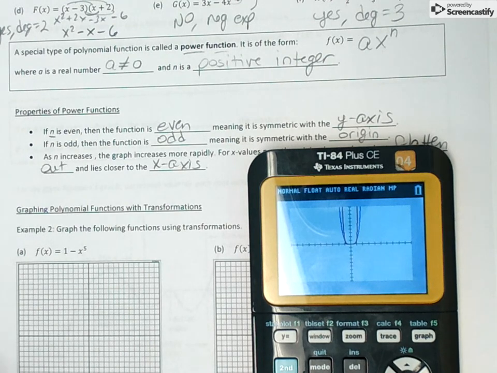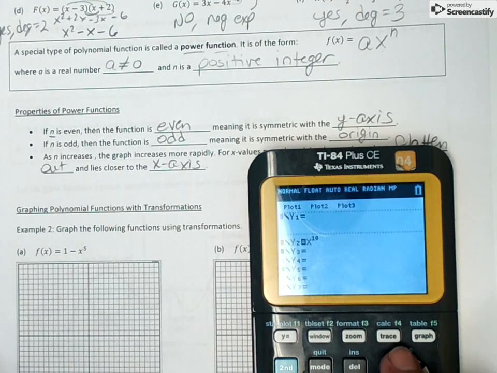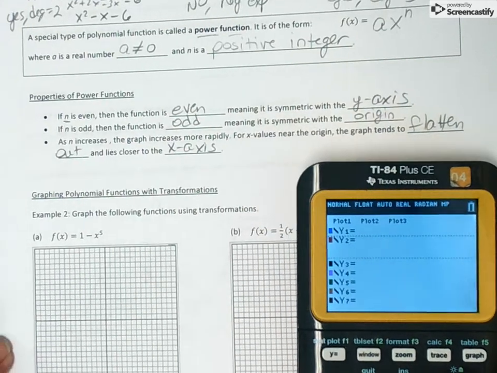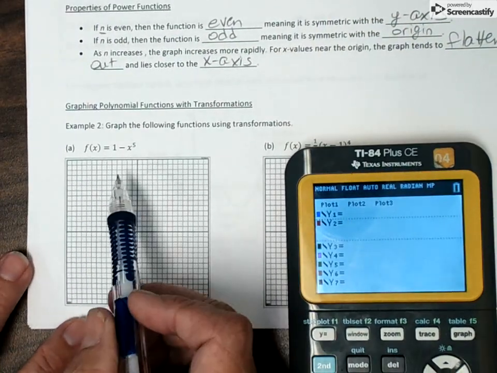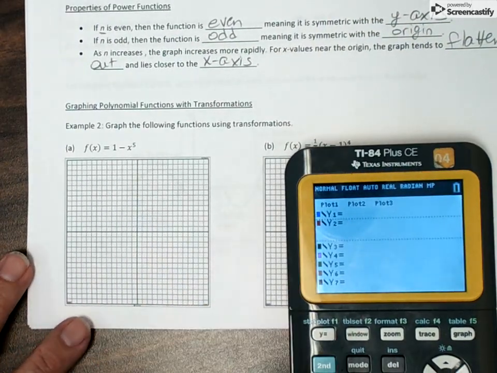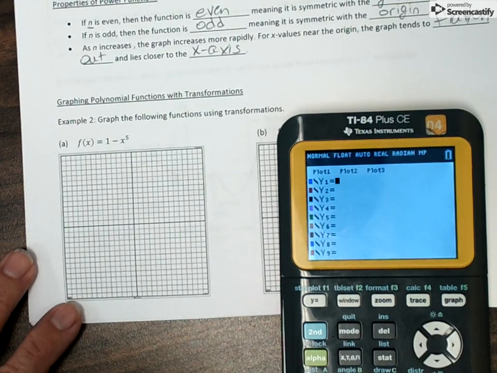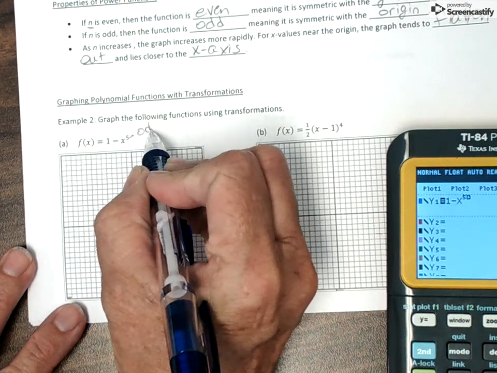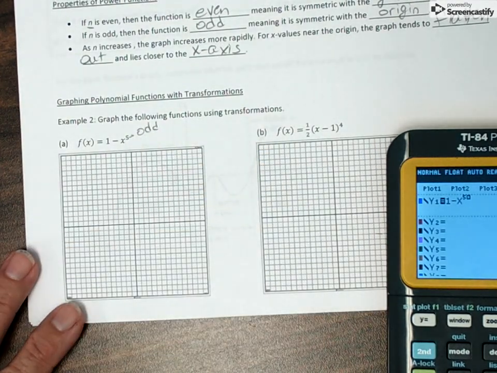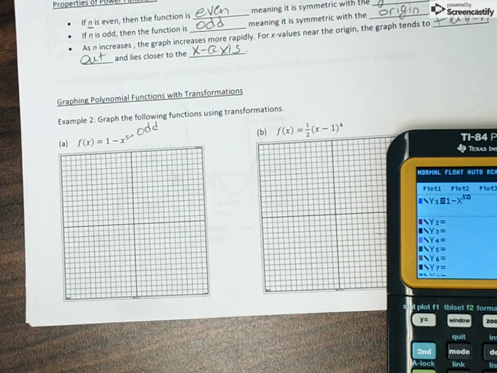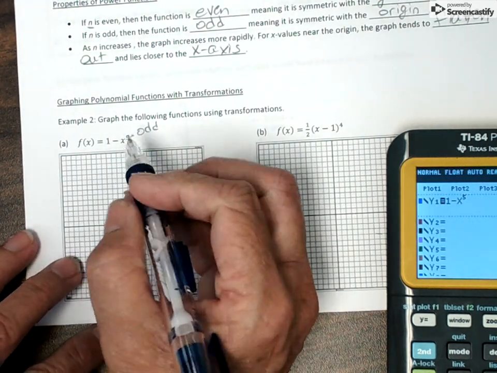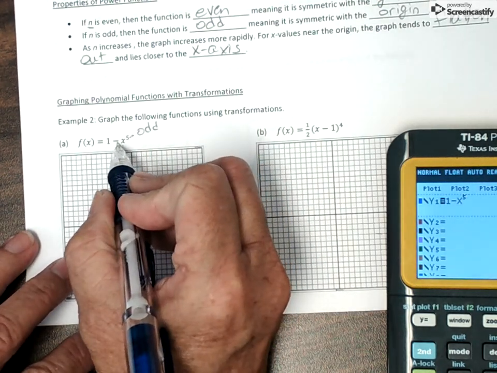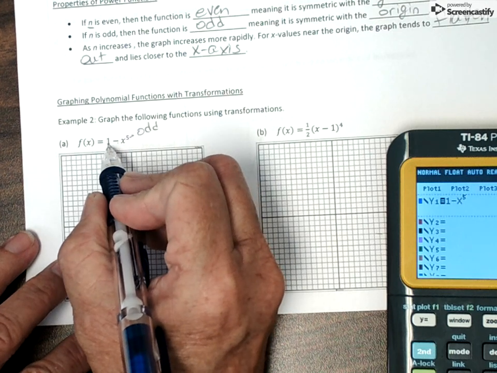Okay, but let's take a look now. Come back here and clear my calculator. We're going to graph a couple of these. So 1 minus x to the 5th. Let's put that in the calculator. 1 minus x raised to the 5th power. So first of all, this is going to be an odd function because it is raised to an odd power. And the x has been reflected vertically, and we've gone up by 1.